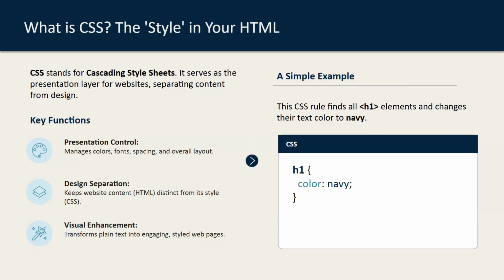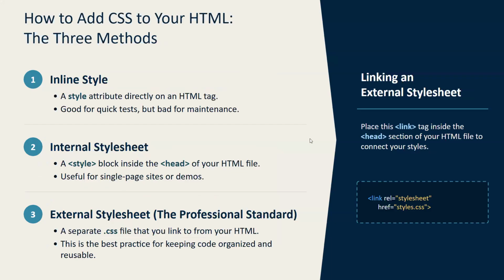So you can also think of CSS as what turns a plain HTML document into something polished and visually engaging. For example, on this particular slide, this rule targets the H1 elements, which changes the text color to navy, which is just a simple example of how CSS controls presentation. And now let's take a look at how CSS is added.